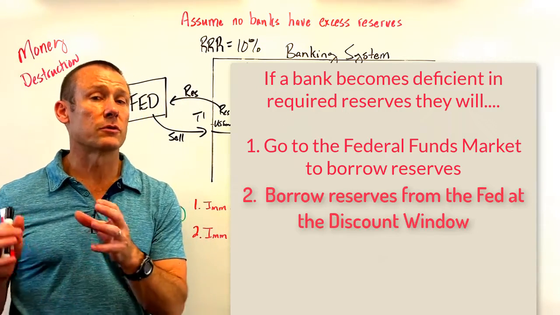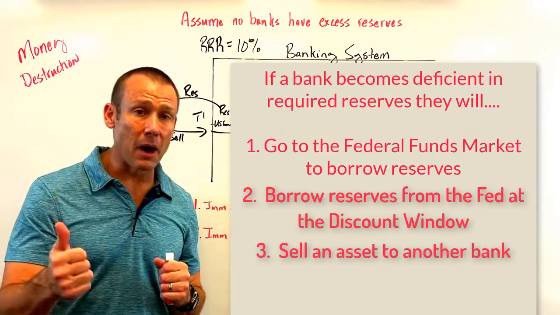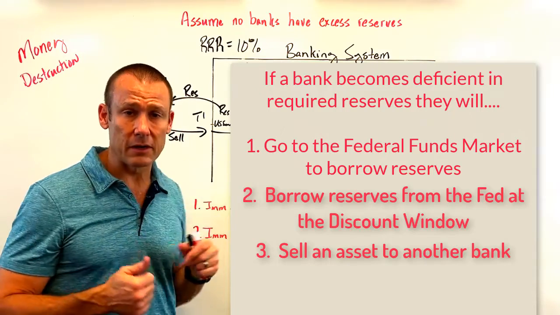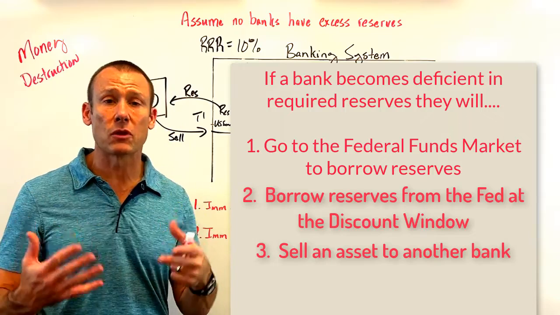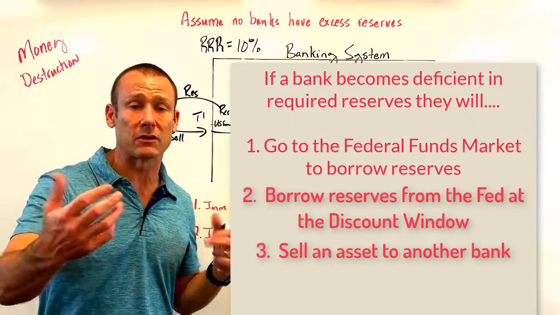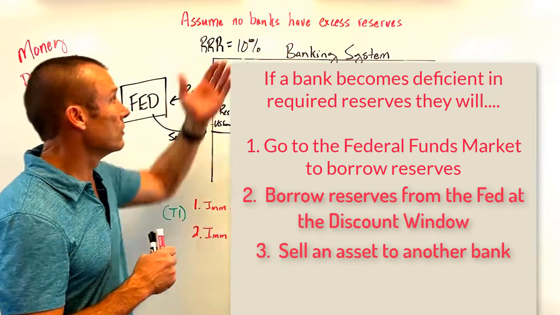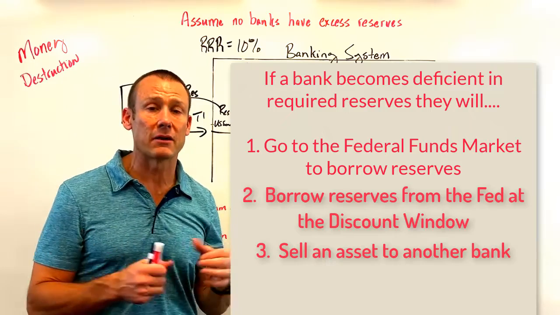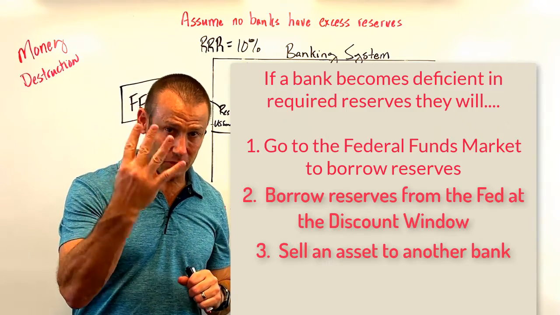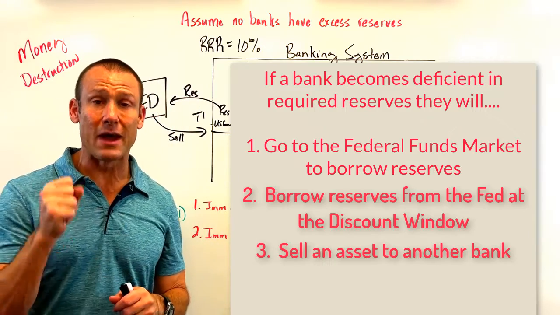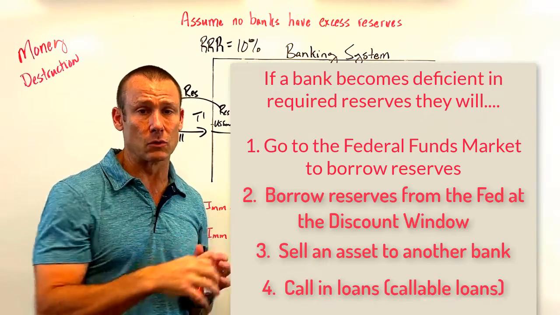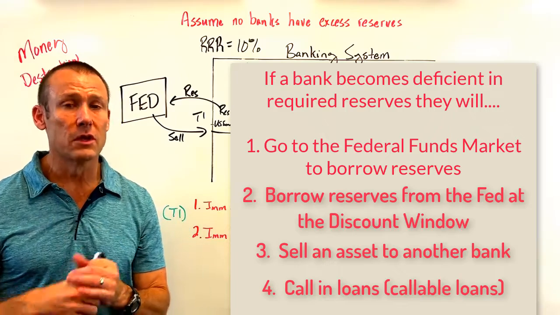The next thing you do is sell an asset, like a bond that you might own. A bank owns bonds, right? Or a mortgage or some other type of loan, some other asset of the bank. They might try to sell to other banks. But again, no banks have excess reserves. They're not buying any of their assets. So we're on to option 4 when you become deficient in reserves. What's the fourth thing you do if you're deficient in reserves? You have to call in loans. That's right, some loans are callable, so they're going to call in loans.